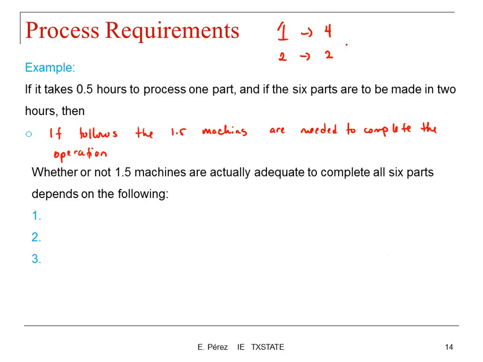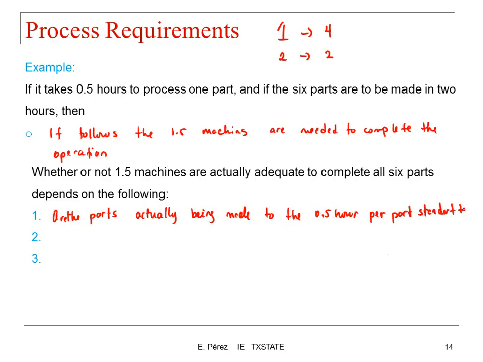Whether or not 1.5 machines are actually adequate to complete all 6 parts depends on the following. Are the parts actually being made to the 0.5 hour per part standard time? Meaning that if there's any uncertainty that will change that, or not, if not, then we are sure that it will take only half an hour to complete each part.